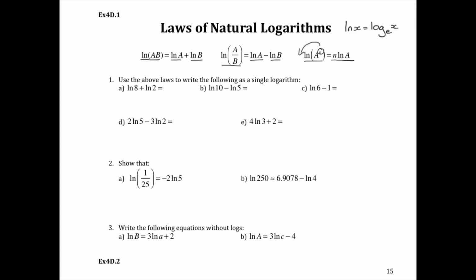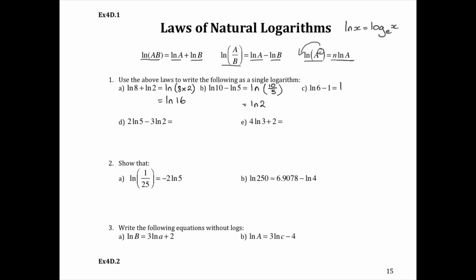The log of 8 plus the log of 2 becomes the log, but it's a natural log, of 8 times 2, which is the log of 16. The log of 10 minus the log of 5 is the log of 10 divided by 5, which is the log of 2.